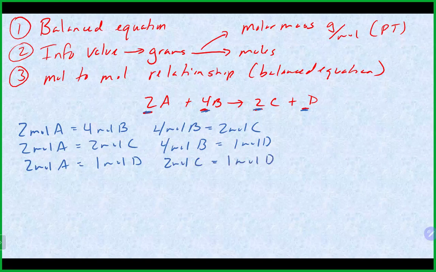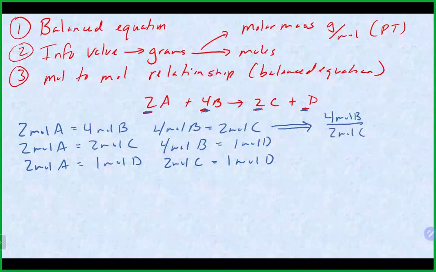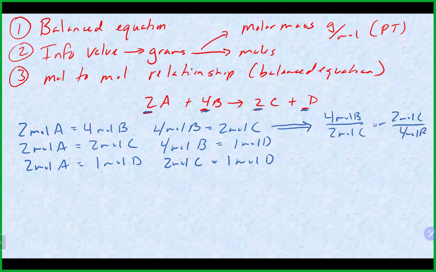So from this one equation, we actually have 6 different relationships that we could use in a problem. Remember, each of these can produce 2 conversion factors. I'll just do this one: we could say 4 moles of B over 2 moles of C, or 2 moles of C over 4 moles of B. So in this particular case, we have 6 relationships, and we would have available to us 12 different conversion factors. Obviously, as we talked about last time, you will not use them all. You just use whichever one that you need.